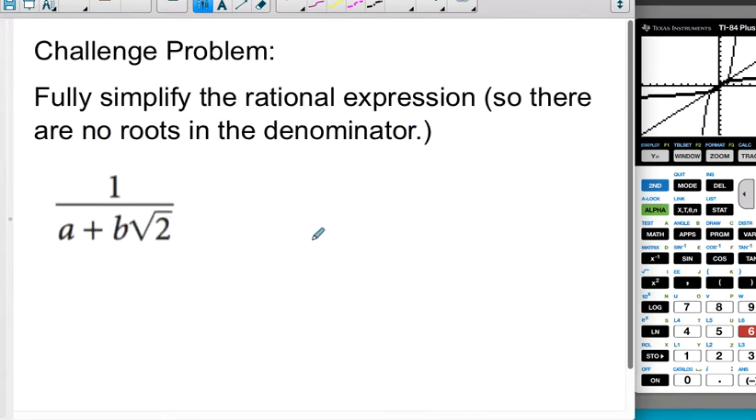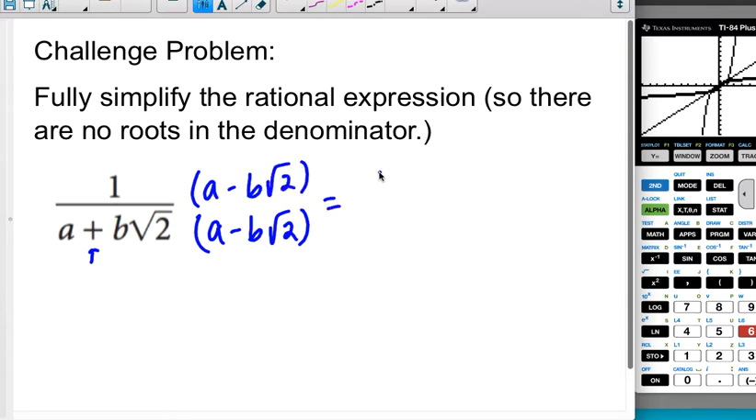All right, so I have a challenge problem for you. We're going to fully simplify the rational expression so that there's no roots in the denominator. So here I have a sum, right? And here they're already a and b, which I get can be confusing, but I want to create a difference of squares. So to do that, I'm going to do a minus b root 2, right? I'm just changing the sign between the two terms to create a difference of squares.